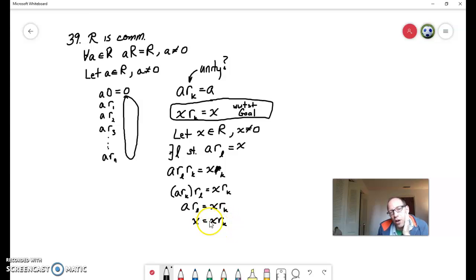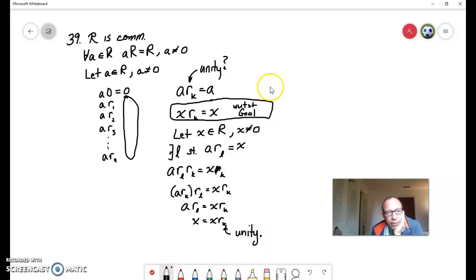So since x was arbitrary and it's multiplied by this candidate and we get x back itself, now we know that this is the unity. Okay, so we have the unity.